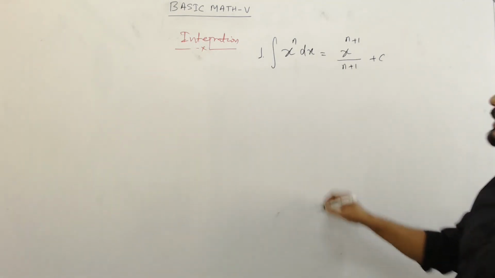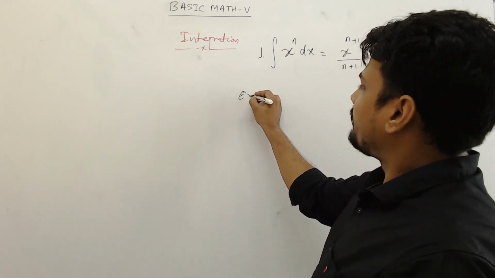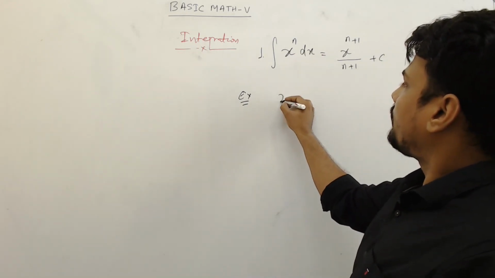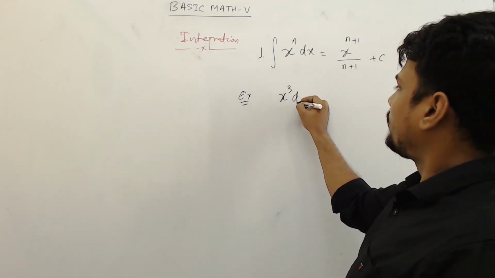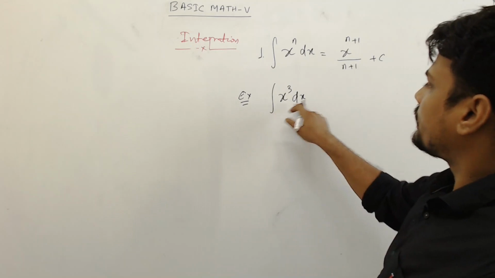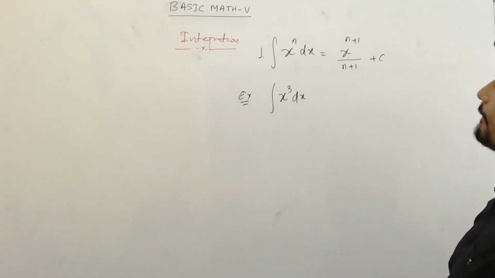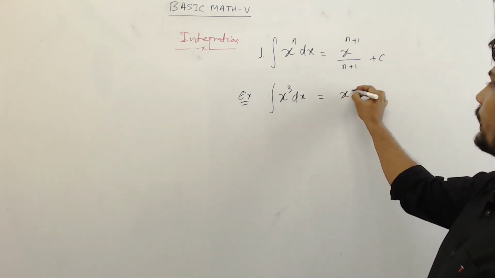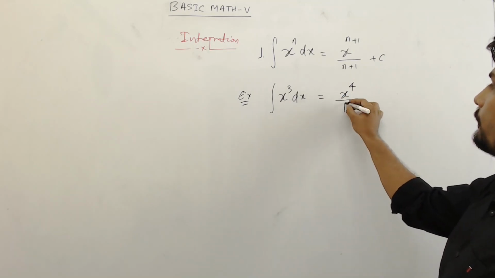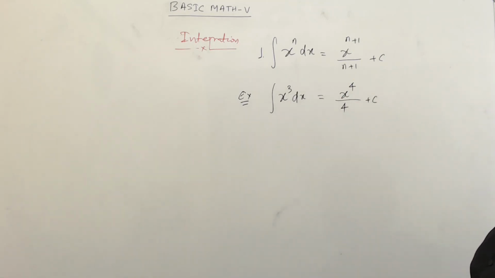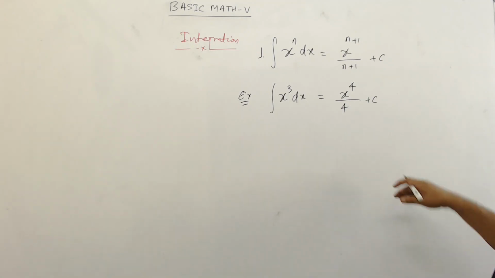Now, rule number 2. But before that, let's have an example based on this rule. Maybe I can say x to the power of 3, and the variable is dx. It is changing with respect to x. In that case, we'll be having what? x to the power of 4 upon 4 plus c. All good? You can ignore this c for now.